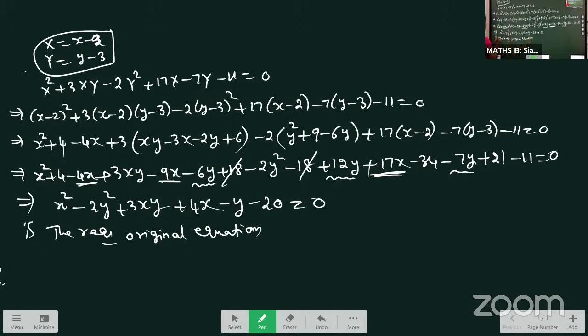Is the required original equation. So this is how you have to go with the solution. So what type of question is it? When the origin is shifted to some other place, for finding the original equation when the transformed equation is given. This is the way of solving.